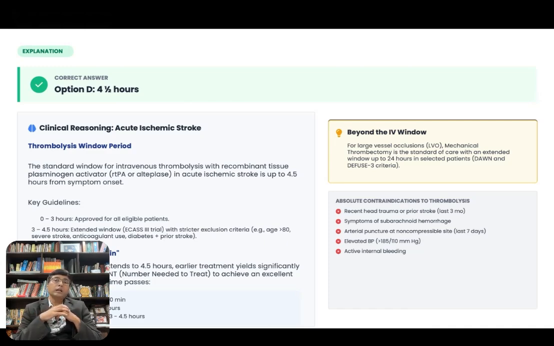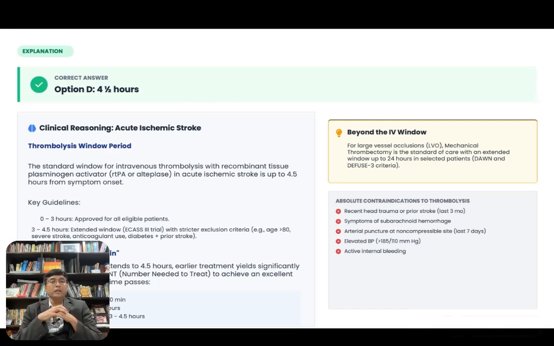These are the key guidelines for the thrombolysis window period. And here is the concept of time is brain. What is that? Although the window extends to 4.5 hours, earlier treatment yields significantly better outcome.